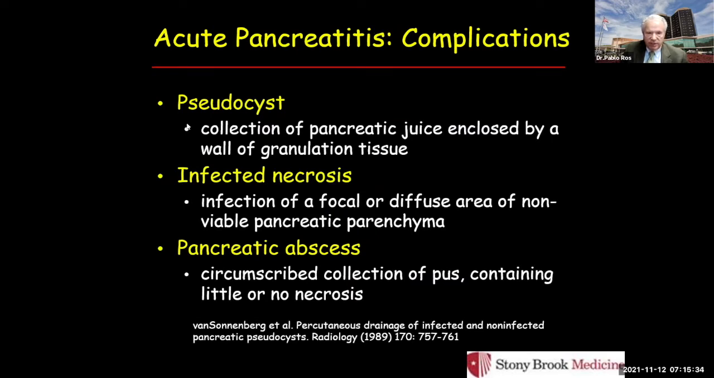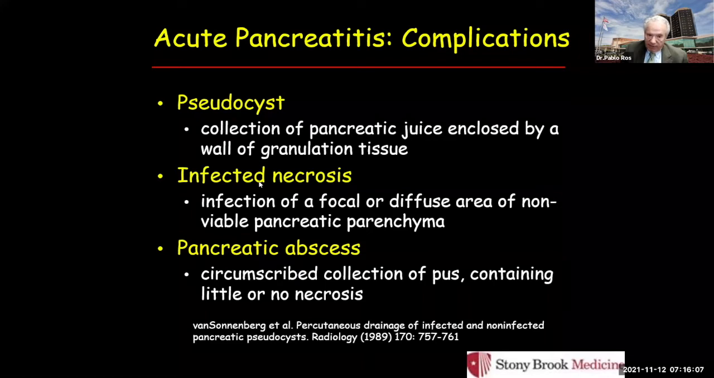Complications. Complications are pseudocyst. It's a collection of pancreatic juice enclosed by a wall of granulation tissue. To form the granulation tissue, you have to wait at least 6 weeks. So no surgeon wants to hear the word pseudocyst in a patient with acute pancreatitis without 6 or 8 weeks of interval between the event of acute pancreatitis, the formation of peripancreatic phlegmon or collections, and then eventually there will be a formation of the granulation tissue and the pseudocyst.